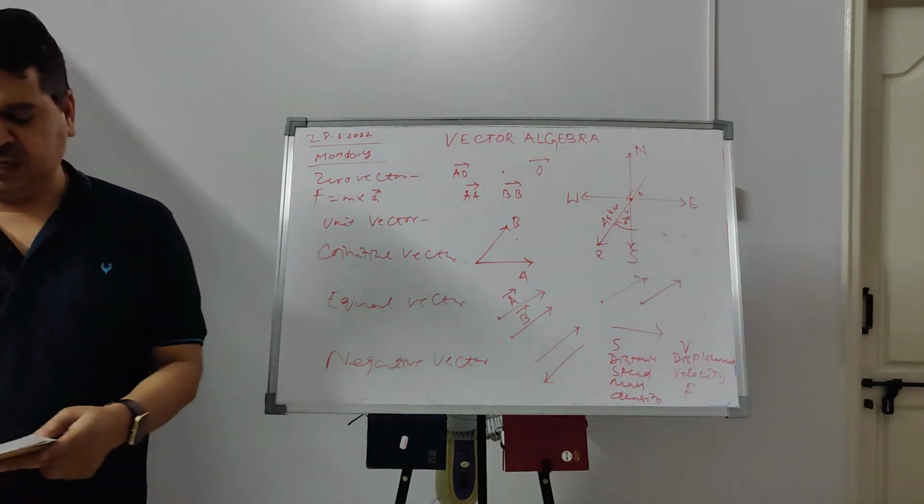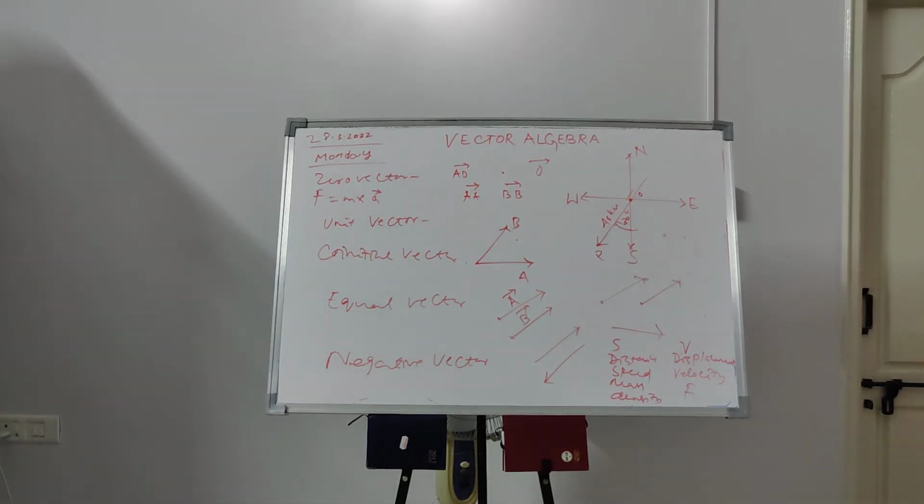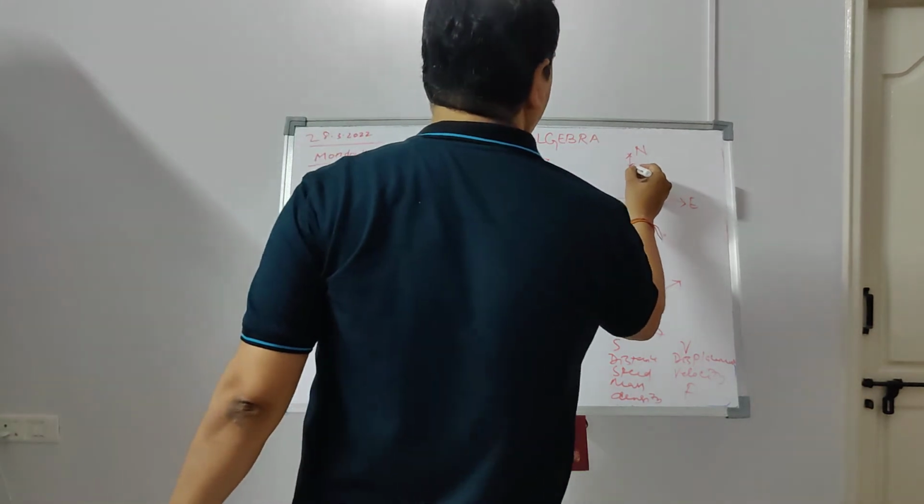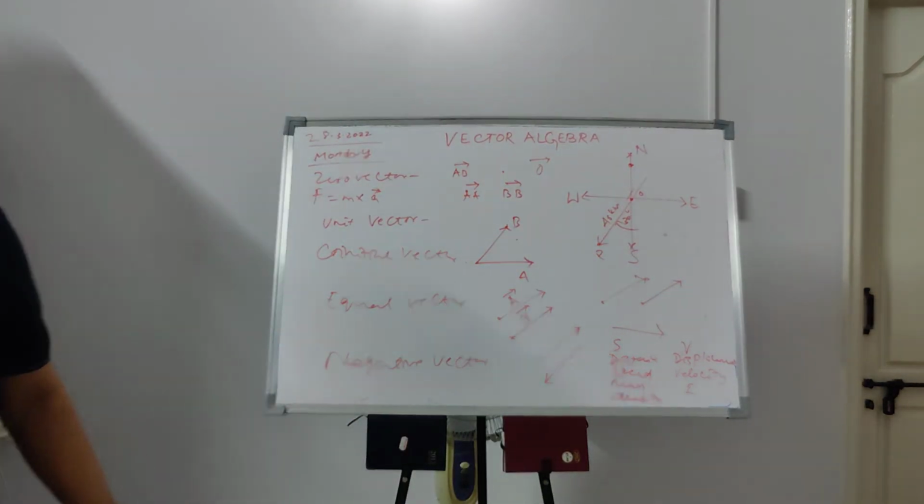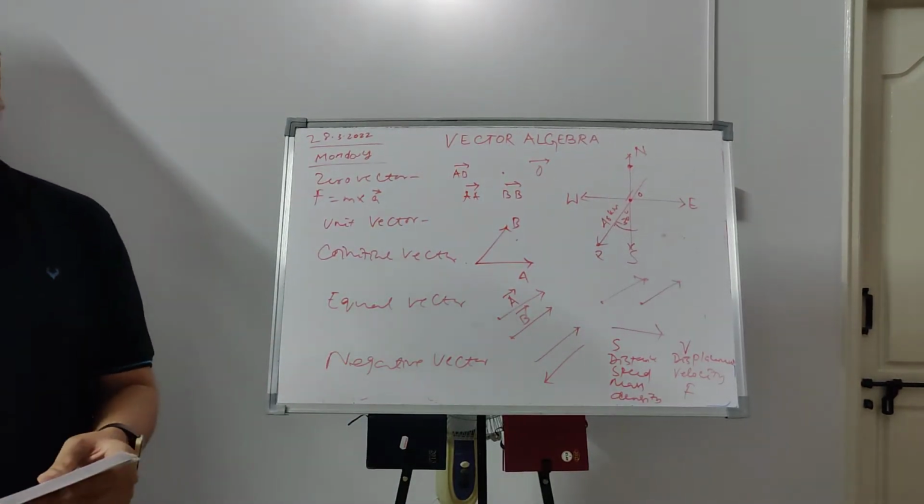Another example: 20 meters per second towards north. Something is moving 20 meters per second towards north. That is a vector because you are associating a direction to it.